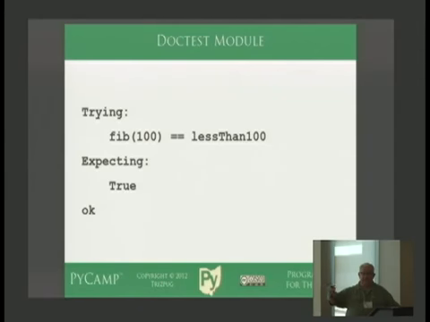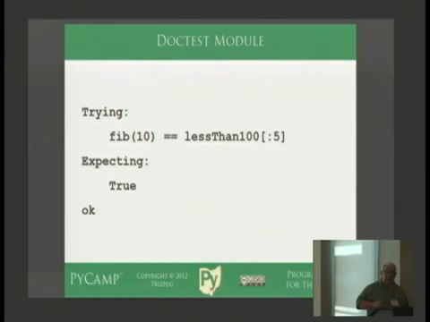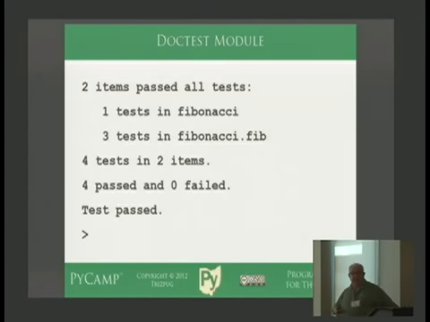Then it can also try calling the fib function. The doctest has access to the main namespace of the entire module, so you can simply call fib with an argument and see if it compares to the value of that identifier less than 100. And we expect Python to say that's True. It compares that to what we put in our doc string. They're the same, so the test case passes. The same for calling fib with an argument of 10. And then finally, it reports to us that 2 items passed all tests. What were those 2 items? They were the module and the fib function.